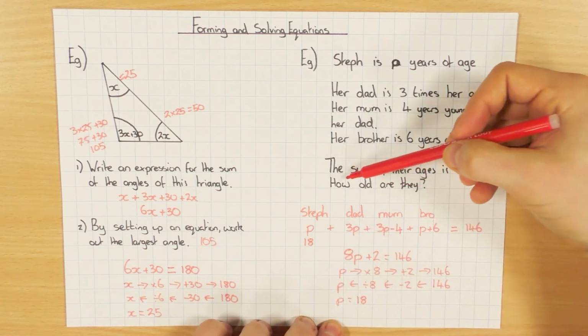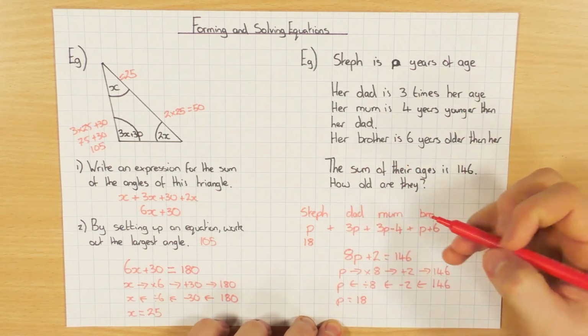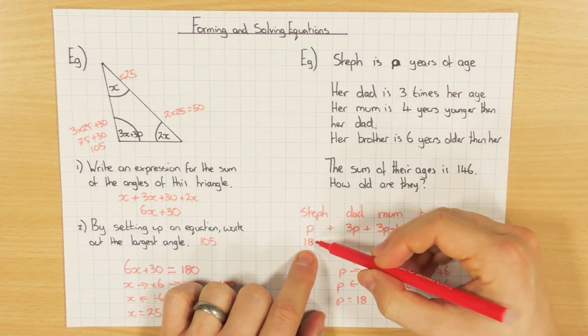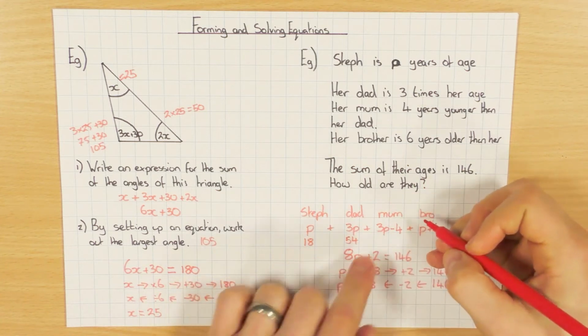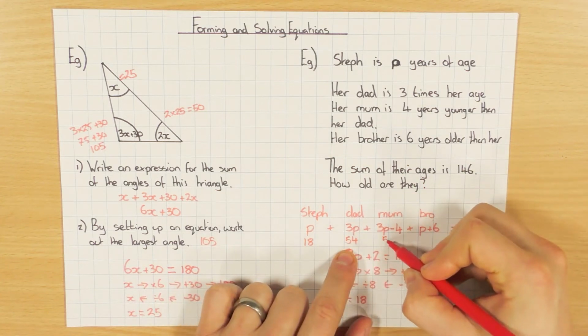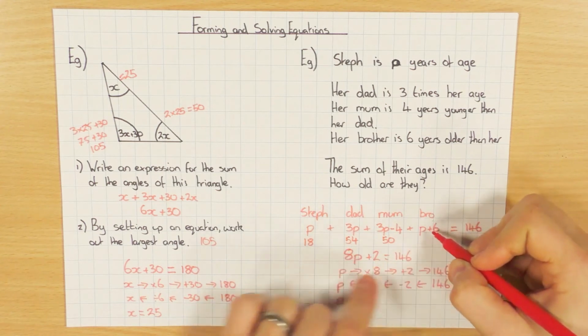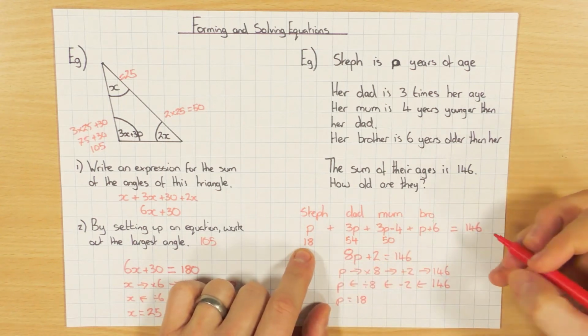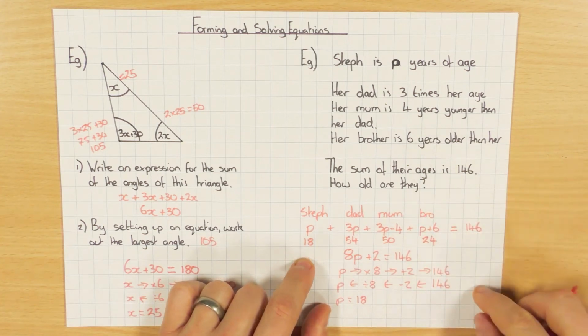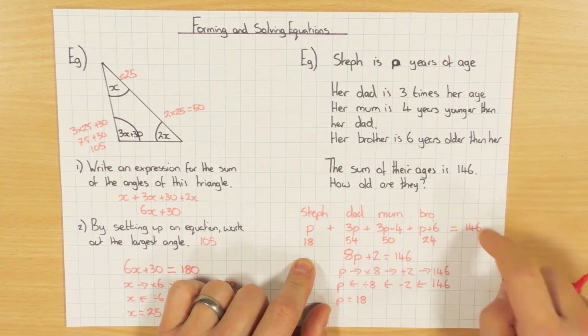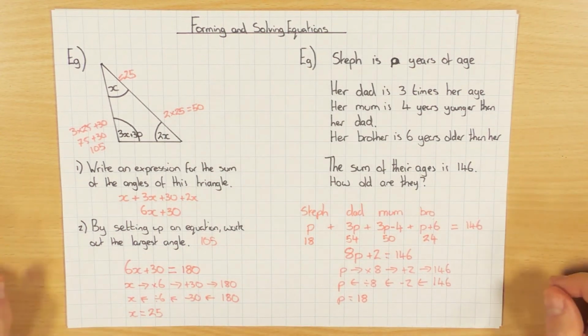And don't forget, read the question, how old are they? So we need to work out all their ages. So dad is 3 times her age, so 3 times 18 is 54. Mum is 4 years younger than dad, so she'll be 50. And the brother is 6 years older than Steph, so 18 plus 6 is 24. And again, you can check all those by adding them up and making sure I get to 146. Okay, so there's 2 examples done of forming and solving an equation. Let's have a look at another 2.